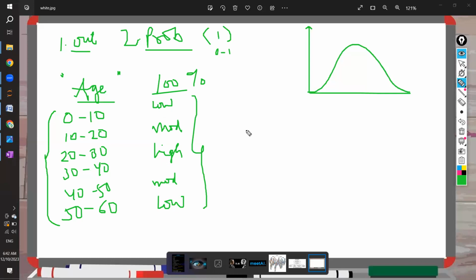But here if you mark these values over here, first of all, if I just remove this and mark like this, this is 0 to 10, and this is 10 to 20.